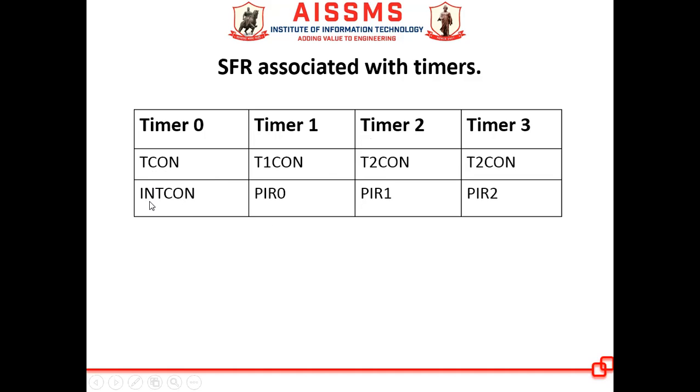And you have one more register which is used for the overflow flag. So for timer 0 overflow flag, the special function register is INTCON. So it will have a bit which will be timer 0 overflow flag. So similarly, you will have different registers associated with timers. For timer 3, it should be T3CON. Okay, so these are the SFRs associated with timer.